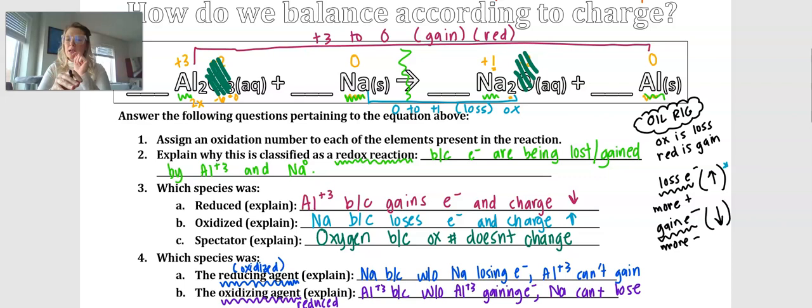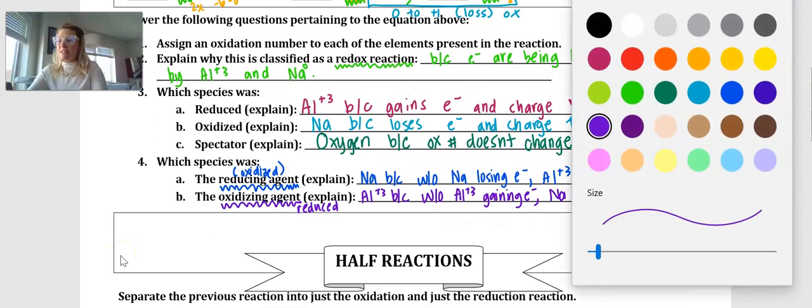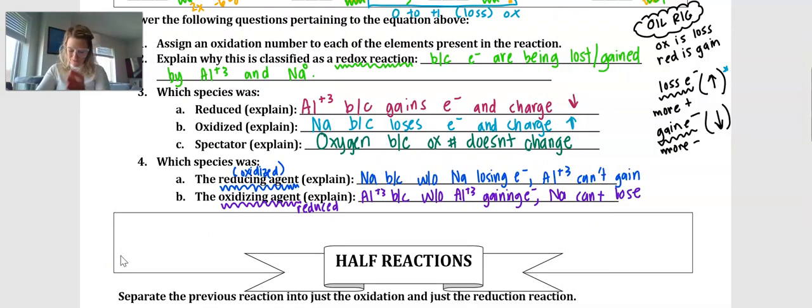Amazing. Now, we need to take a look at each of these processes individually. I want to look at the aluminum gaining its electrons and the sodium losing its electrons, and I want to look at those on an individual basis. And so we end up creating what are called half reactions to help us investigate those on their own. And a half reaction is literally what it sounds like by definition.